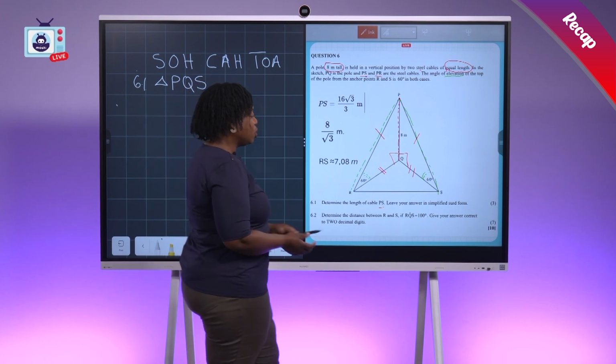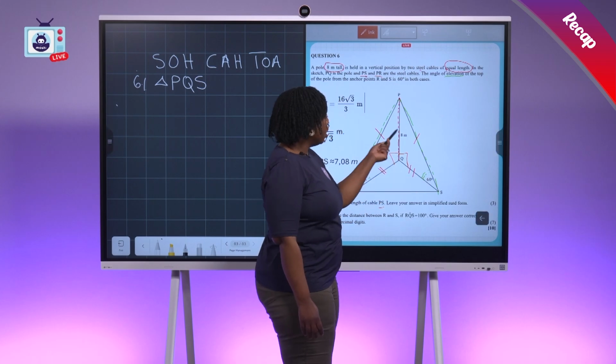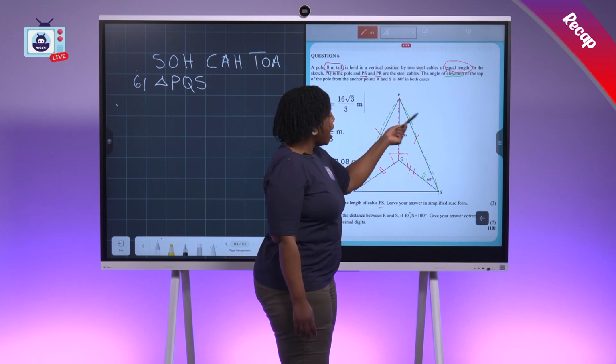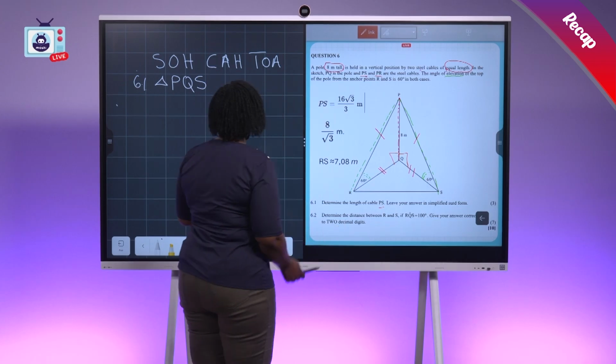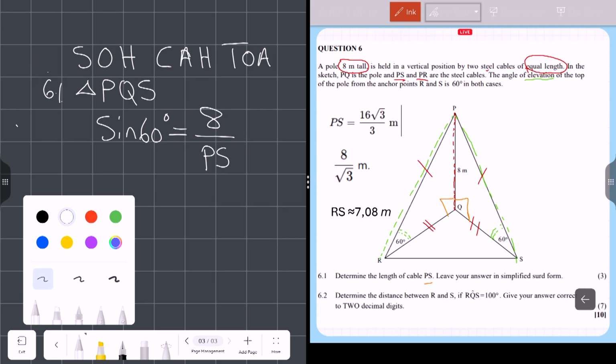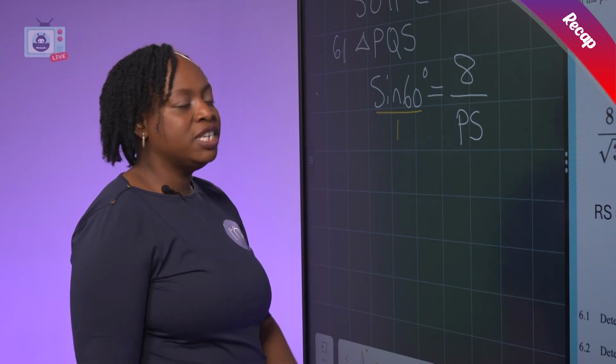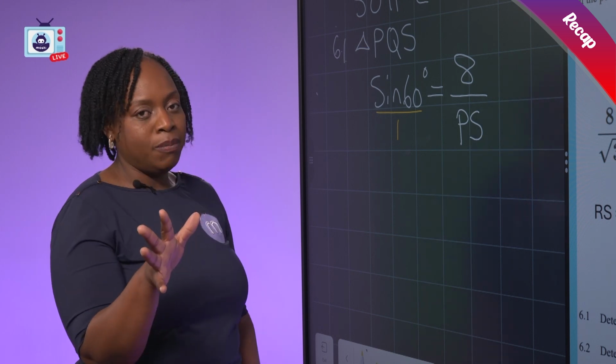So what we're going to do is we stand on our 60, which is the angle of reference. What do we have? We have opposite. What are we looking for? Hypotenuse. So that means we are going to use what? Sine. So we're going to have sine 60 equals opposite, which is 8, over our hypotenuse, which is PS, right? So just like that. When we get that, remember we are looking for PS. So we need to make sure that PS is by itself, then we will be able to get to the answer.